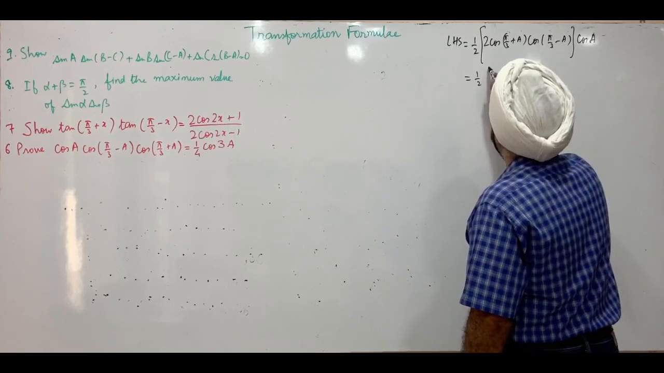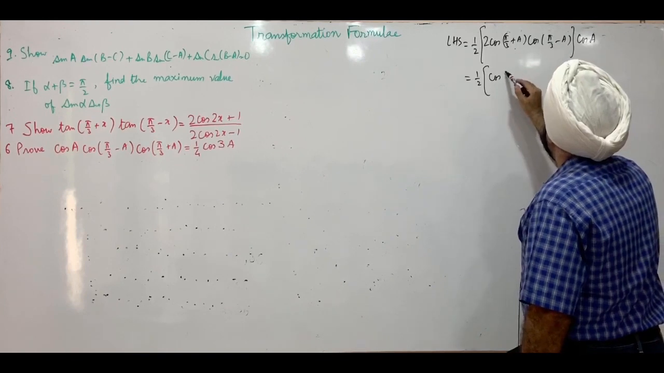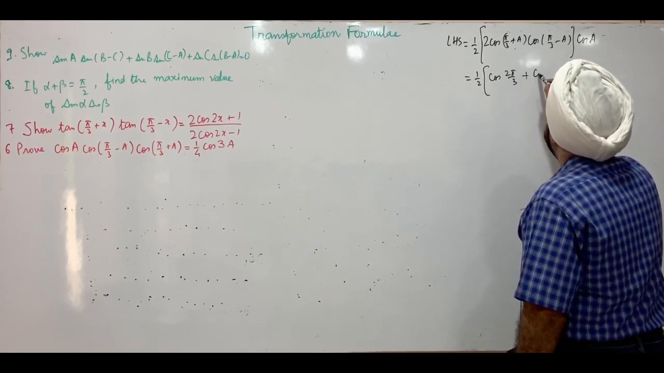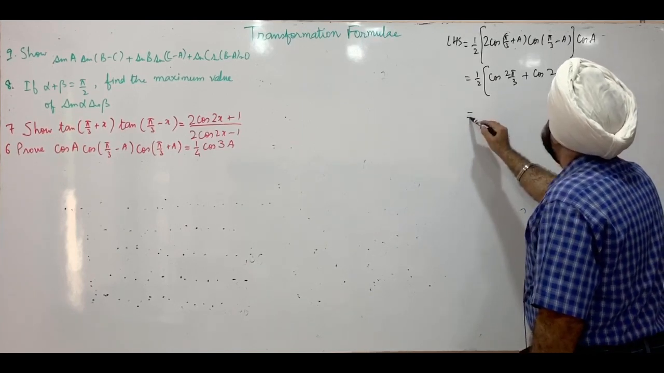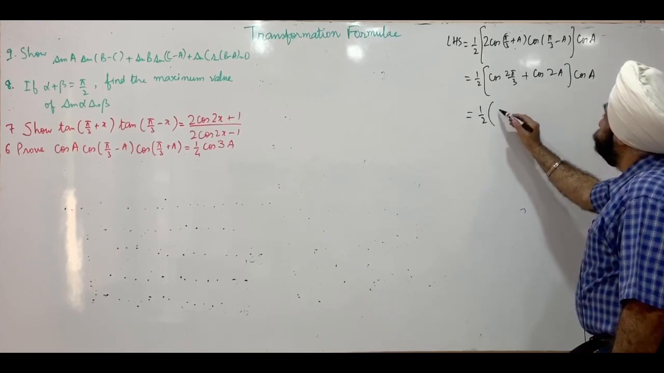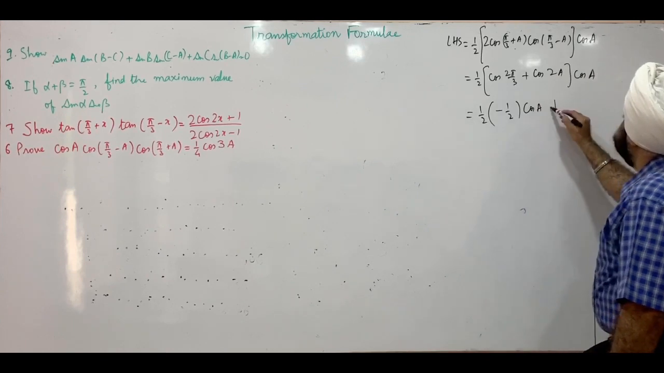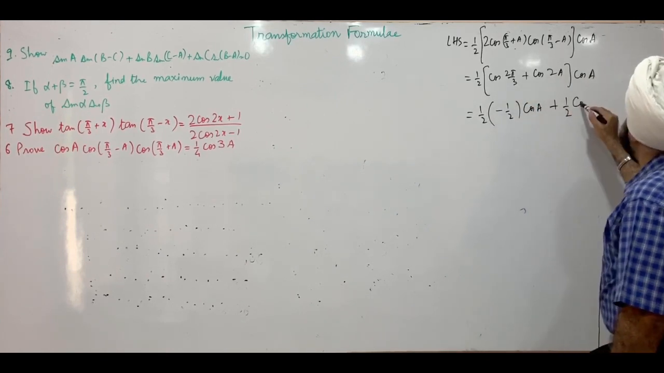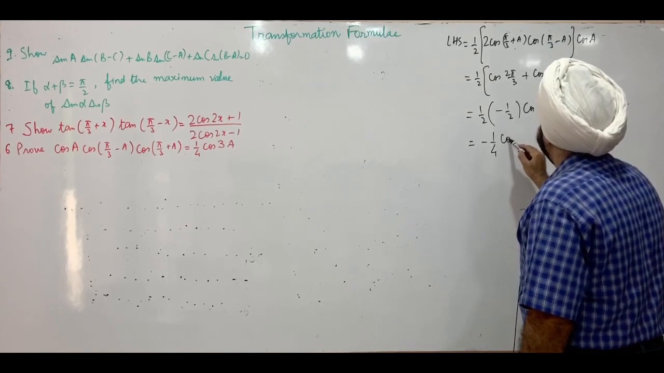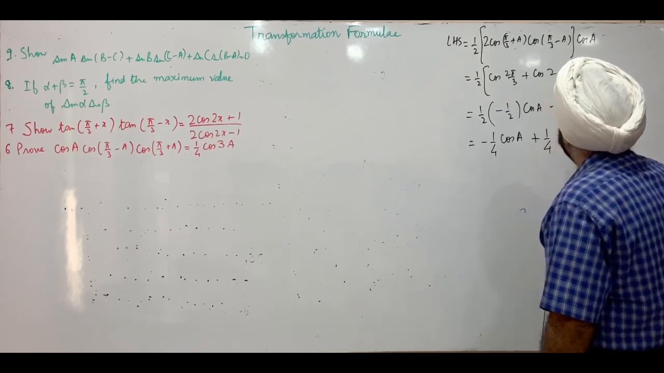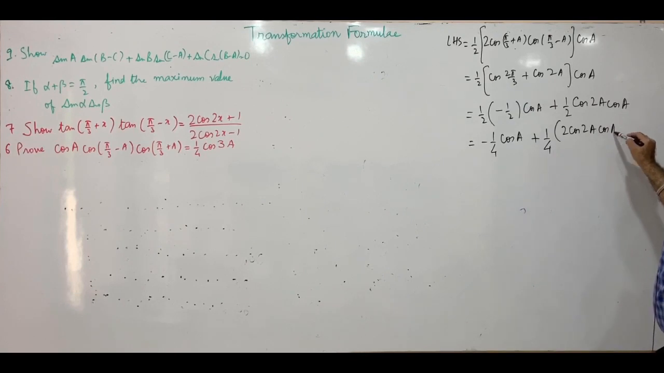This is 1 by 2. 2 cos A cos B is cos of A plus B plus cos of A minus B, into cos of A. This is 1 by 2. Cos of 2 pi by 3 is minus 1 by 2 into cos of A plus 1 by 2 into cos of 2A into cos of A. That's minus 1 by 4 cos A plus 1 by 4 divided by 2 multiplied by 2, 2 cos of 2A into cos of A.